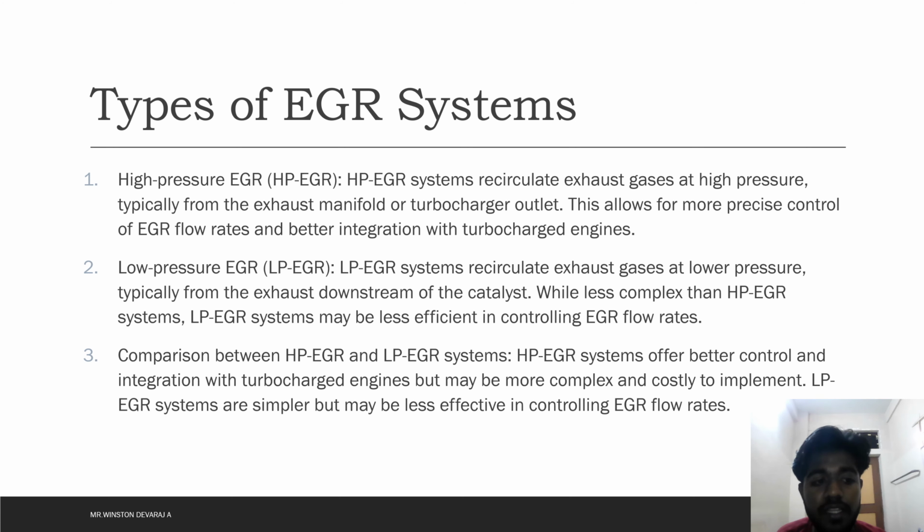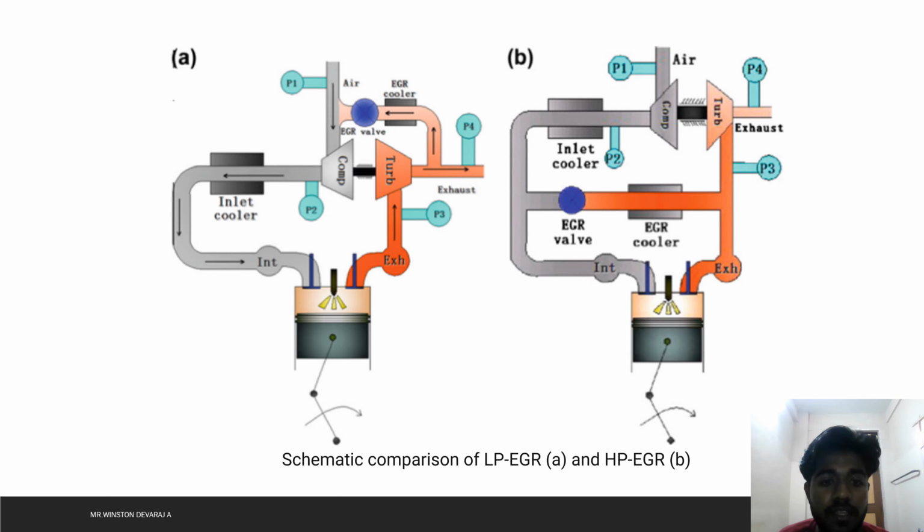We can clearly see in the systematic diagram how it is indicated. If the EGR comes before the EGR cooler after the inlet cooler, it is termed a low pressure EGR system, or else if the EGR cooler comes first after the inlet cooler, it is named a high pressure EGR system.